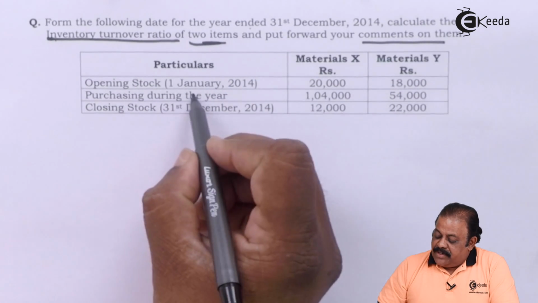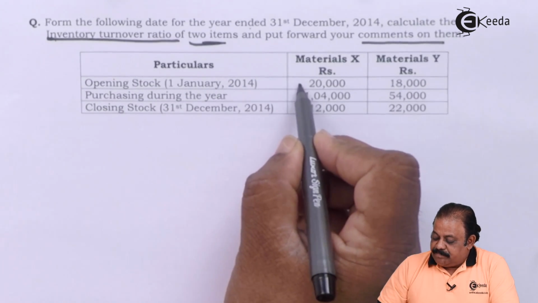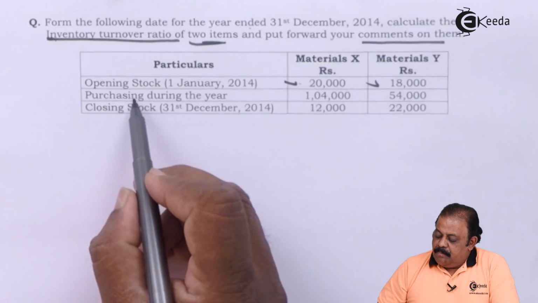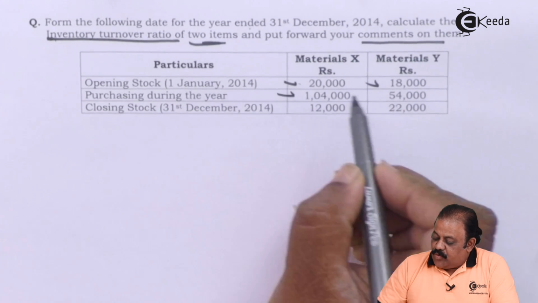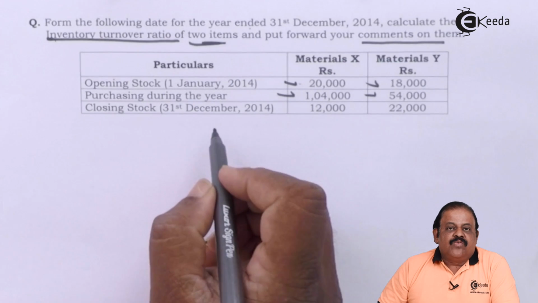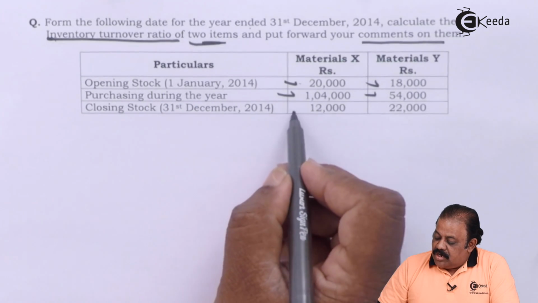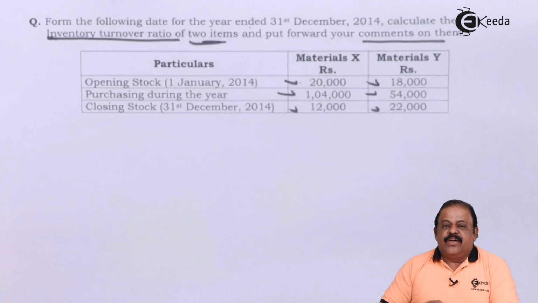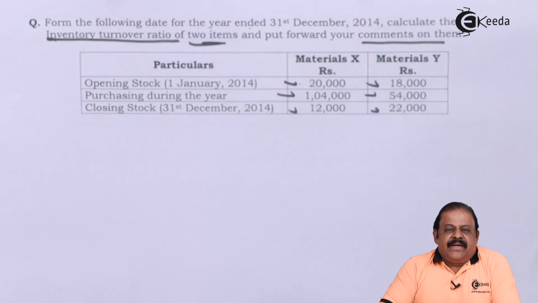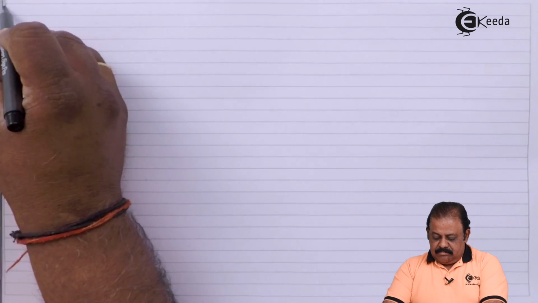Material X opening stock on 1st January 20,000, Material Y 18,000. Purchases during the year 1,04,000 and 54,000. Closing stock 12,000 and 22,000. So we have details of opening stock, purchases and closing stock. We'll first find out the cost of material consumed in case of both the materials.